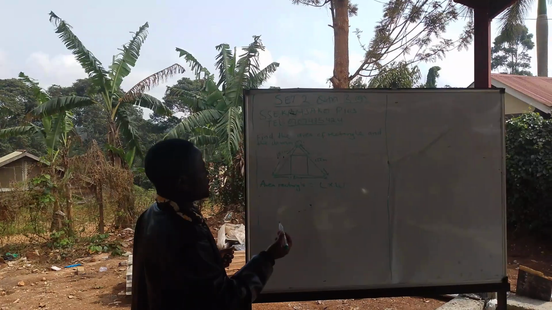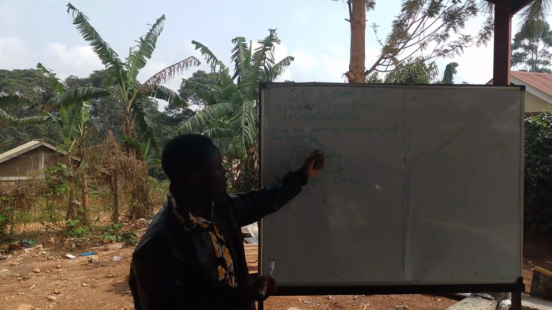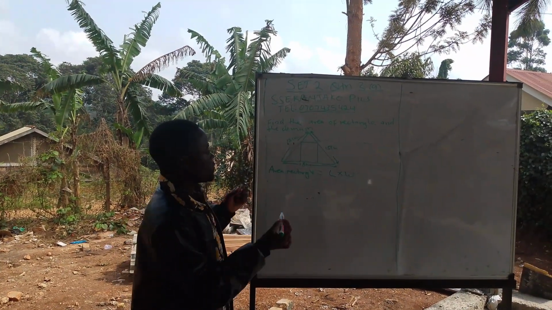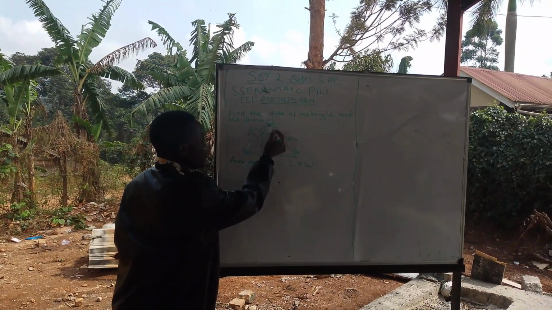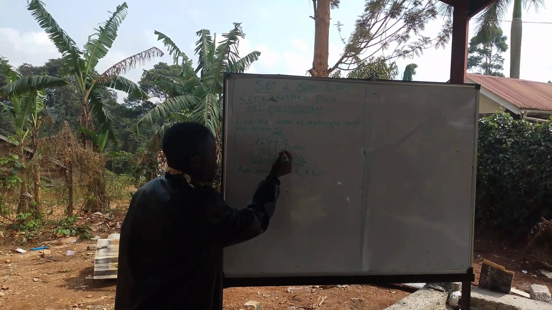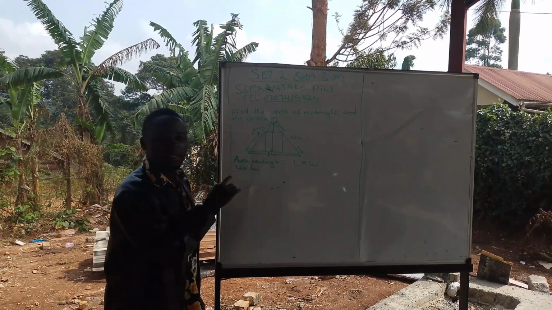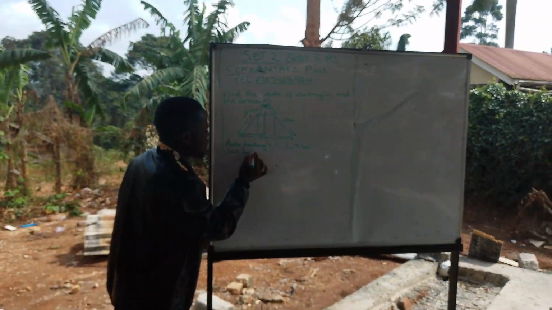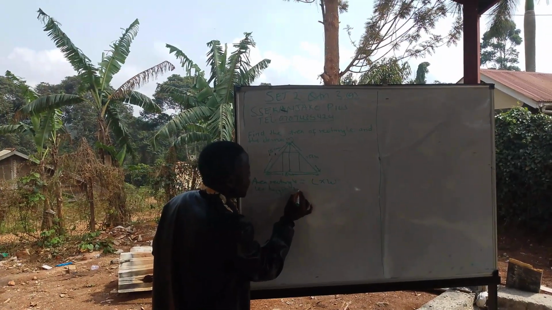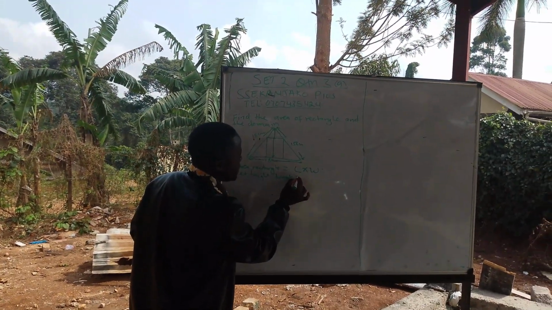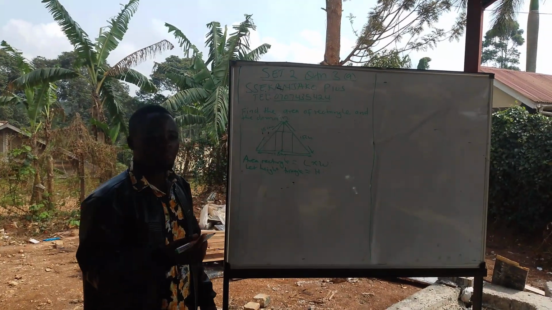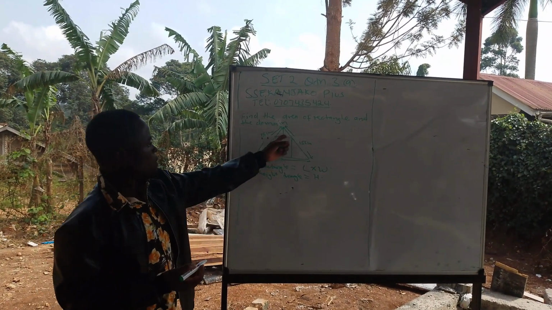So now we can first get the height of this triangle, from here up to here. Let the height of the triangle be capital H. So how do we get it?